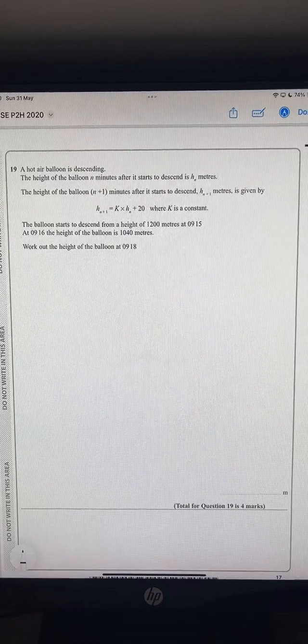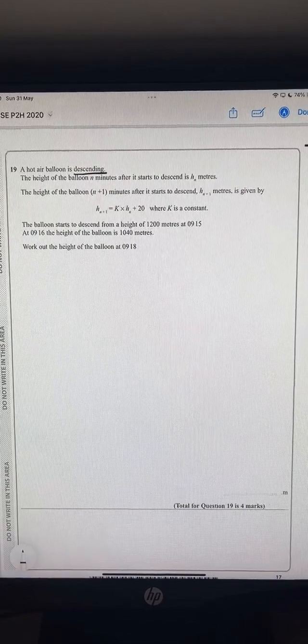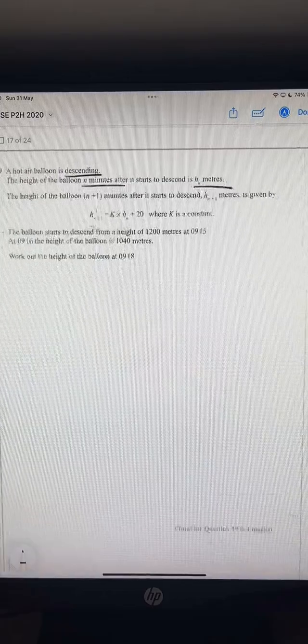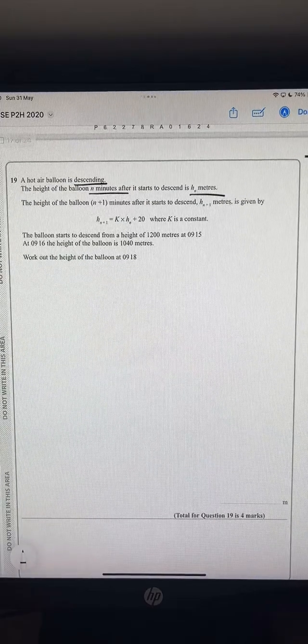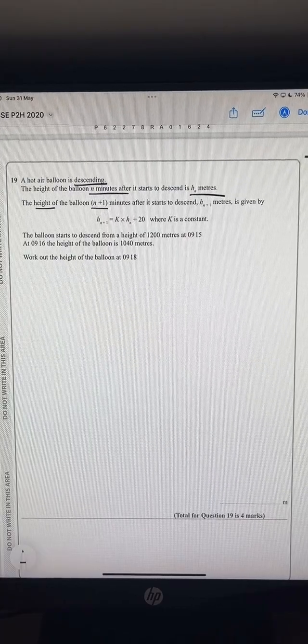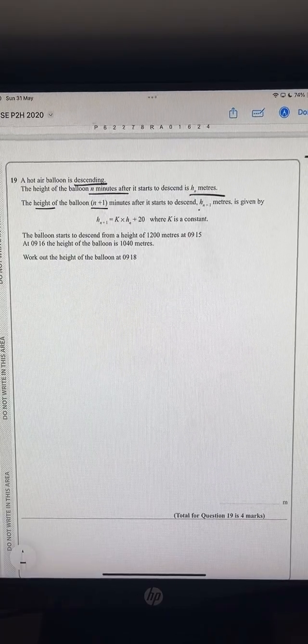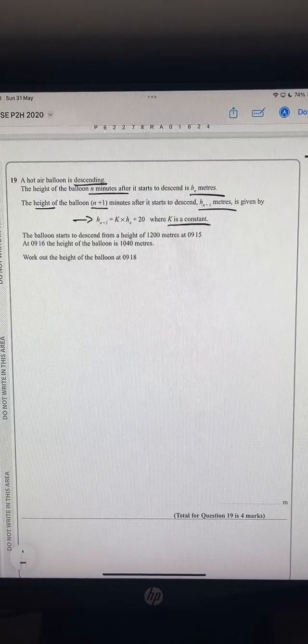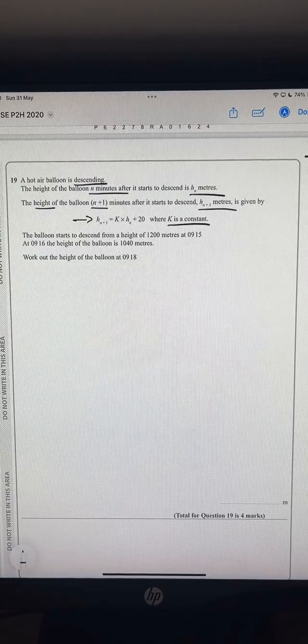So a hot air balloon is descending. The height of the balloon n minutes after it starts to descend is h(n) meters. Just know the notation over here. Don't get confused by it. The height of the balloon n plus 1 minutes after it starts to descend is h(n+1) meters. And that is given by this formula here. h(n+1) equals k times h(n), which is the height n minutes, plus 20, where k is a constant. I see that I've got a missing k, so I'm probably going to need to find that at some point in this question.